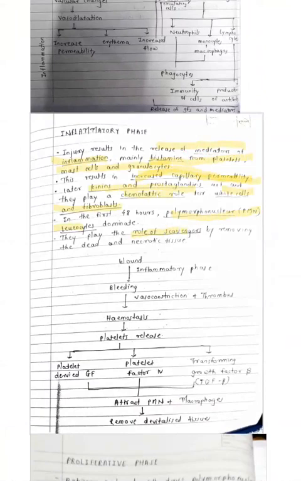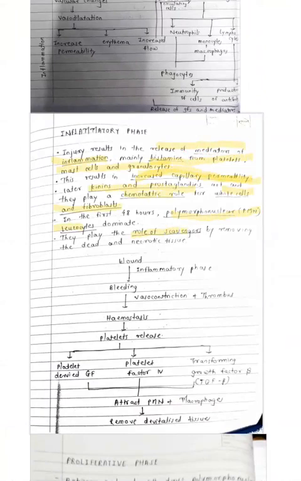There will be release of histamine from platelets, mast cells and granulocytes, and these mediators of inflammation will increase the capillary permeability. After histamine, kinins and prostaglandins will come into play, and they will play a chemotactic role. What is chemotactic role? They will attract white blood cells. Because of release of kinins and prostaglandins, white blood cells and fibroblasts will be attracted to the site of injury, and in the first 48 hours polymorphonuclear leukocytes dominate.